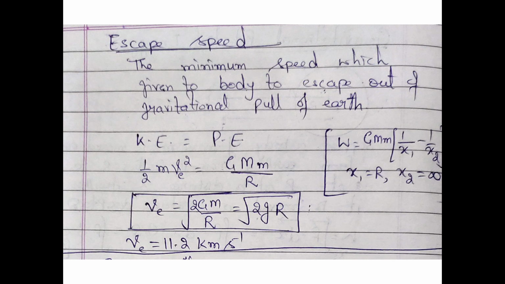Escape speed. It is a minimum speed with which a body is thrown from the surface of earth so that it may escape out the gravitational pull of earth. So for this we have to balance kinetic energy is equal to potential energy. Kinetic energy is half m v square, where v is the escape speed, and potential energy GMm by R square, because x1 is R and x2 is infinity, because we have to throw it to infinity. Why? Because it is to be free from the gravitational pull. So second point is very far away. So from here we will get the value of v_e is root of 2GM by R or root of 2gR. It is 11.2 kilometer per second.